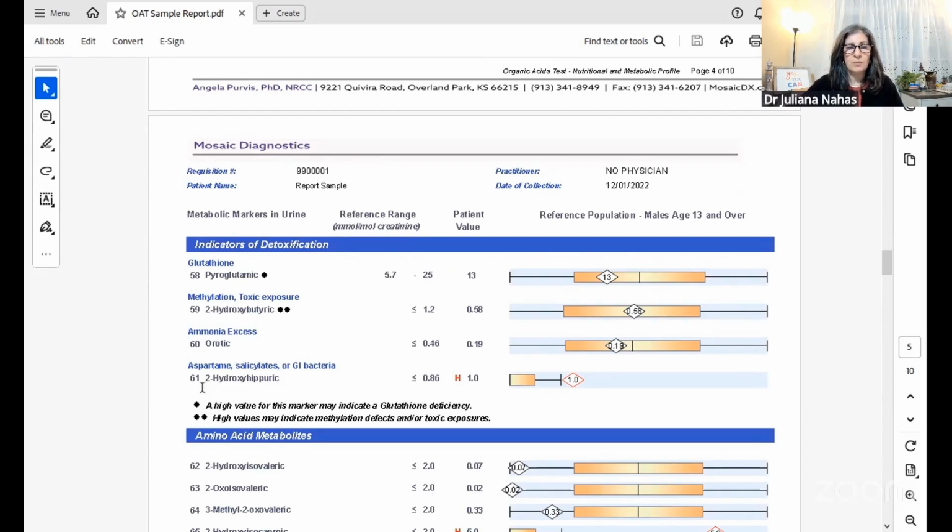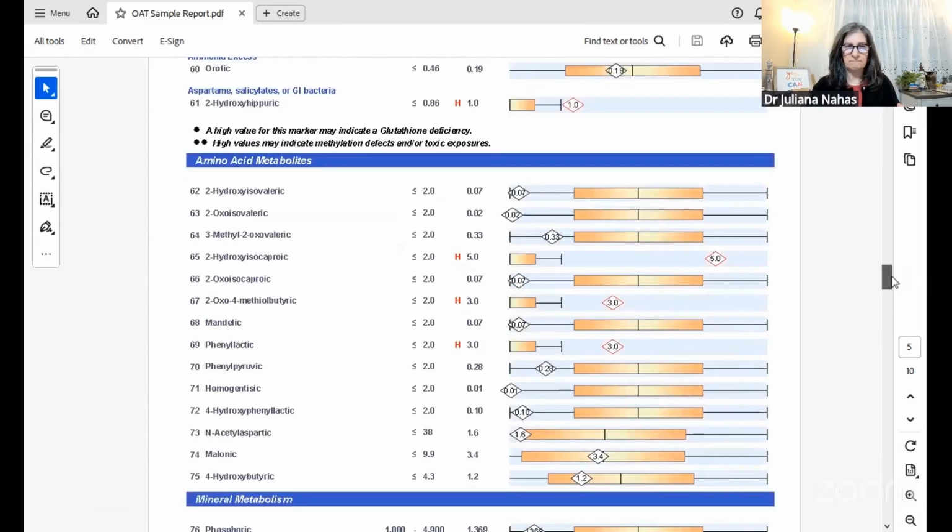And then marker 61 could indicate GI dysbiosis or, again, overwhelm of aspartame and salicylates from the diet. Like if you don't have the right enzymes, as an autistic child, if you can't metabolize salicylates and aspartame, we do have to modify the diet if we see that this level is high. And a lot of times it's not just barely high, it's often 10 times as high or 100 times as high. So the test itself, with the magnitude of elevation, can tell me this is genetic. This is more than just an exposure.